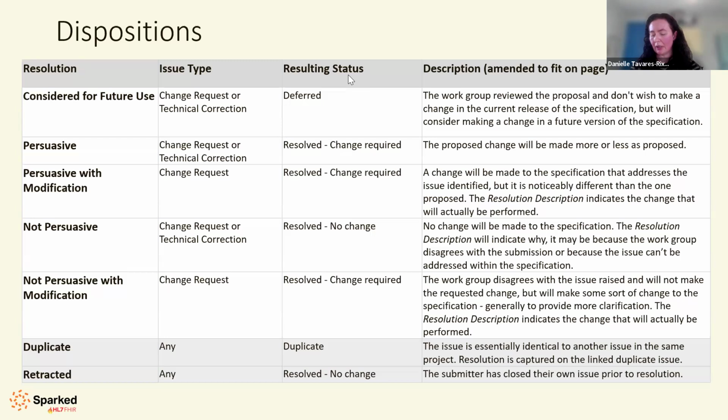And then finally, we come to the trickier one, which is not persuasive with modification. As a sort of pedantic person, I really like this option. Someone has raised a change request, and the technical design group has assessed it. Although we don't agree with the reason or the issue raised, we're still going to make a change to AU Core. Often that is because we've looked at this and decided we're not going to change what you've proposed, but we're going to include a clarification that better justifies or explains why the spec is the way it is. That would be not persuasive with modification.